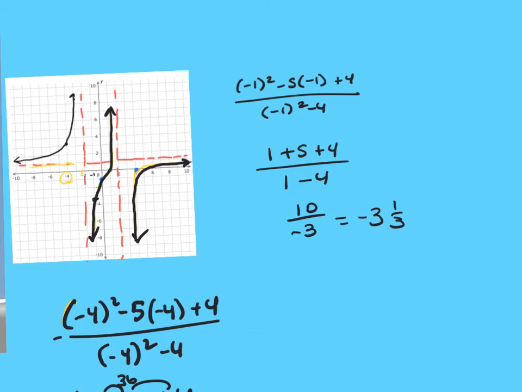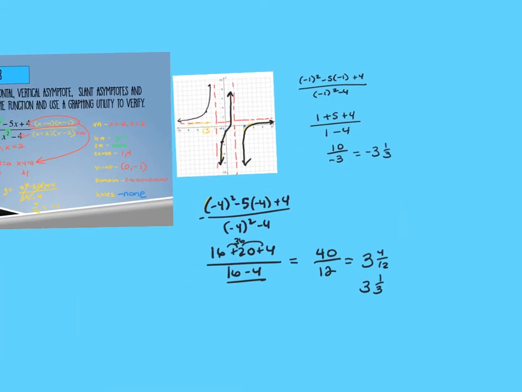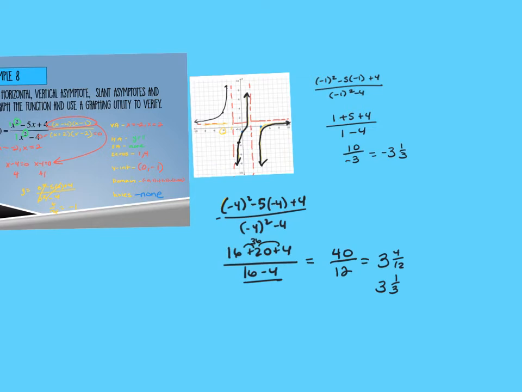Do you have an example of what a slant asymptote would look like graphed? Yeah, I'm going to add it in. I'll do it next. I'll add one in.